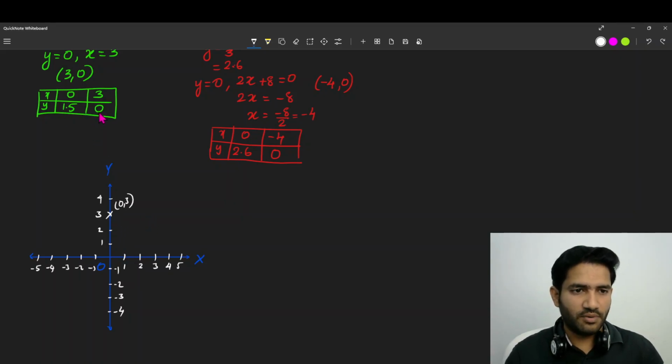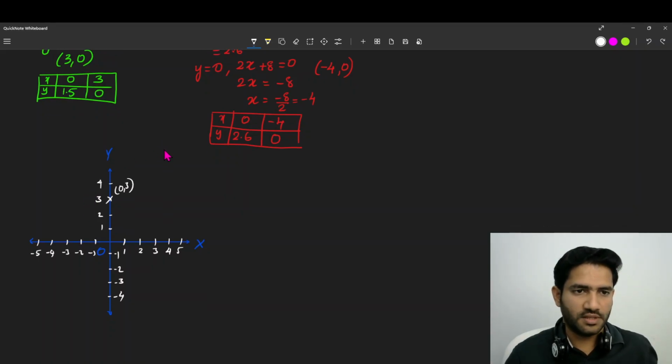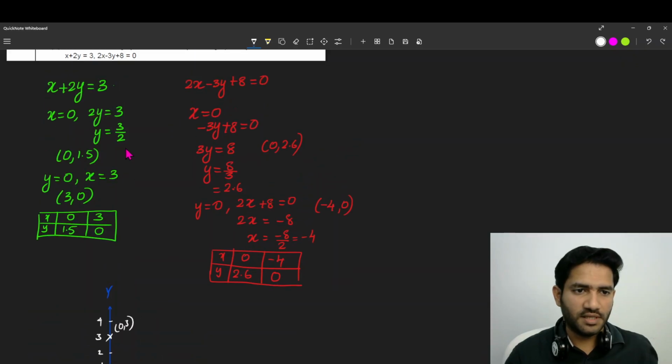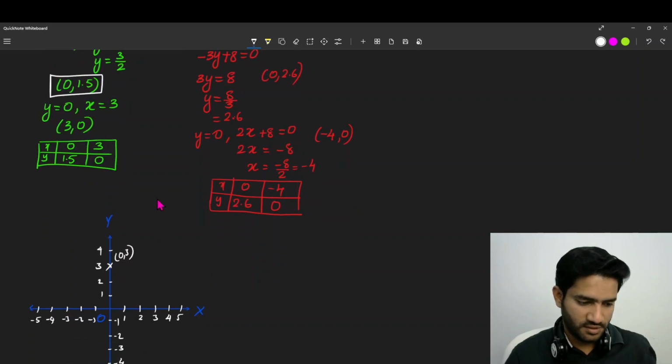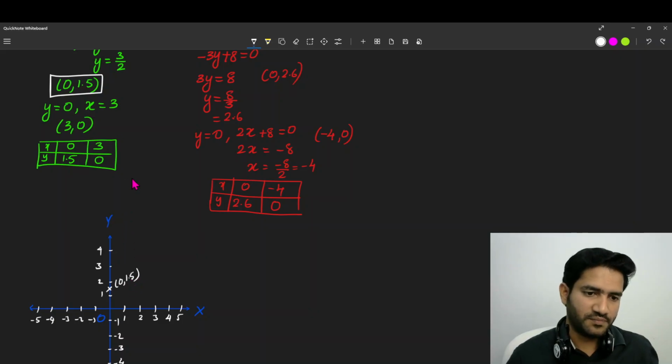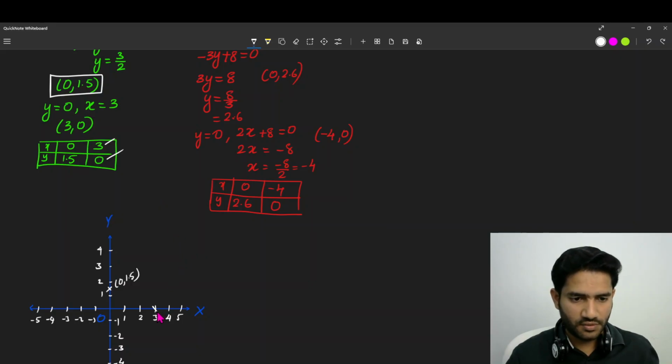So then second point. Sorry, this is not 0, 3, it's my mistake. Look here. The first point is 0, 1.5, not 0, 3. 0, 1.5 is here. The y value is 1.5. Second point, 3, 0. So this is 3, 0.